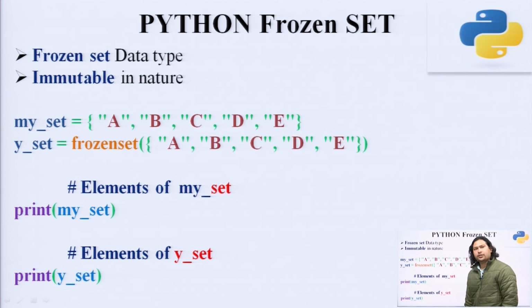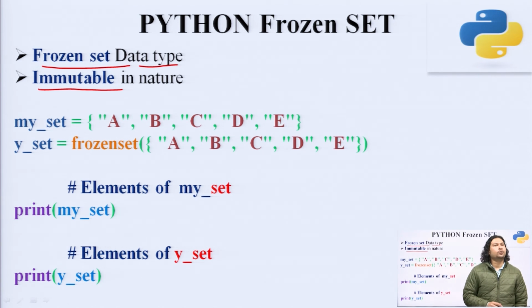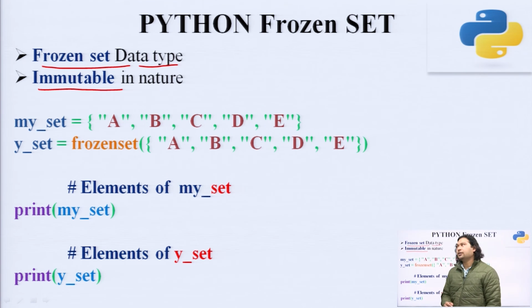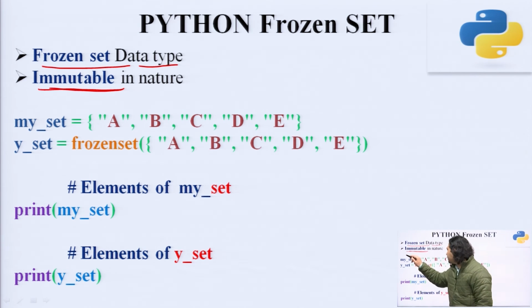The last thing related to the set is the frozen set. Now, frozen means it is totally rigid. So, the frozen set is a special case of the set data type, and the second thing is that the frozen set is immutable. The set data types are totally mutable, but this frozen set is totally immutable. So, this is the difference between a frozen set and a set.